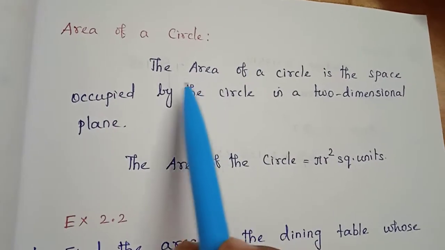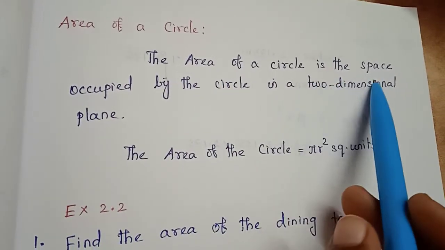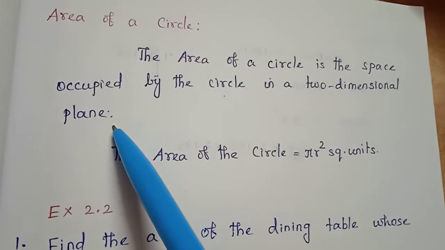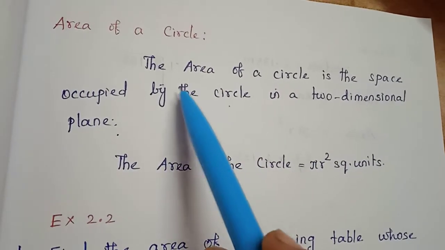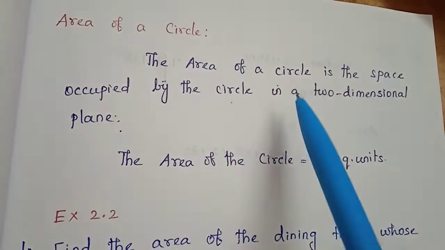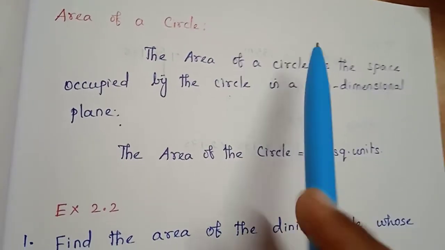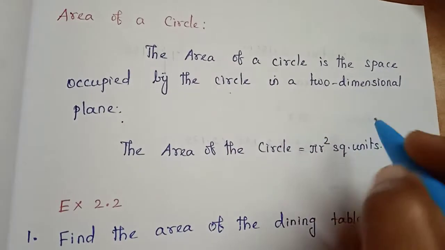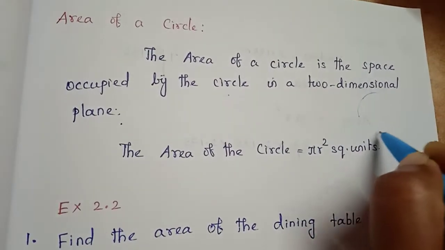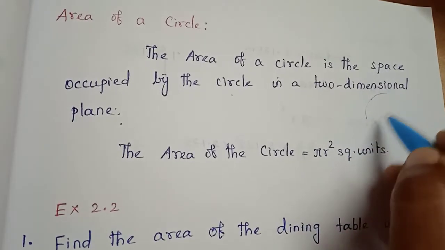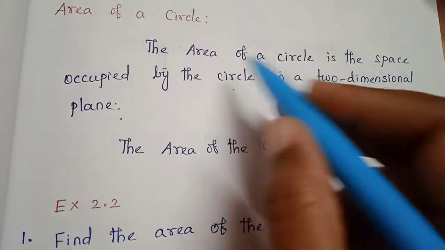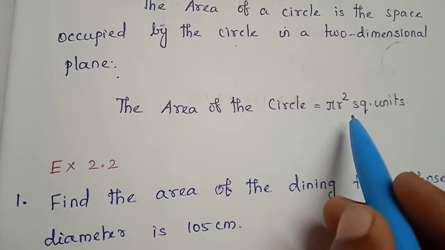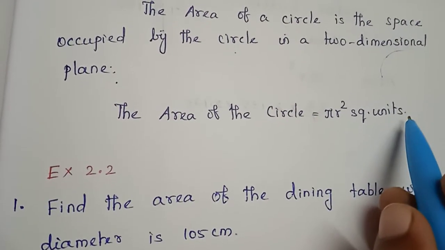Area of a circle. The area of a circle is the space occupied by the circle in a two-dimensional plane. Suppose you have a circle, then the space occupied by the circle is called area. And the formula to find the area of a circle is pi r square units.